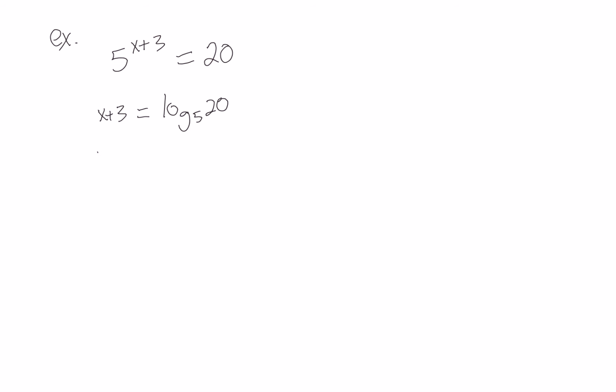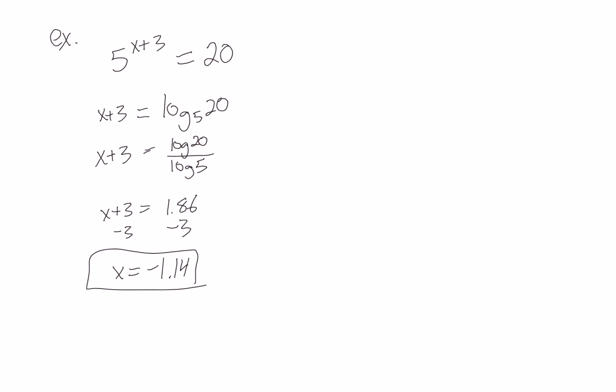Okay, so just like we did before, let's figure out what log base 5 of 20 is by dividing. So log 20 divided by log 5. So when you do that on your calculator, we get an answer of 1.86. So now we just do like any other equation. Let's subtract the 3 from both sides. That means x will equal negative 1.14 if we round it off. And that's it. So it's the same sort of idea, just switch it to logs first, and then from there solve the regular equation.